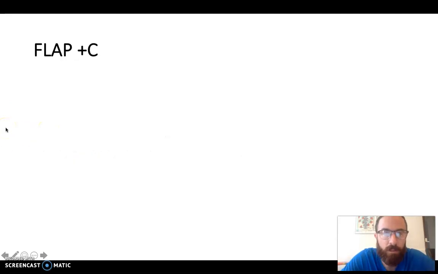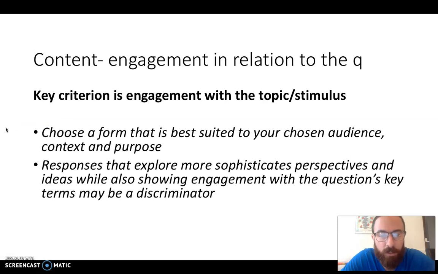And then finally, responses that explore more sophisticated perspectives and ideas will also show engagement with the question, and may be a discriminator. What that means is we're looking for innovation. We're looking for refinement and polish in this section, even though we know it is a draft in the exam situation. What we are looking for is polish.